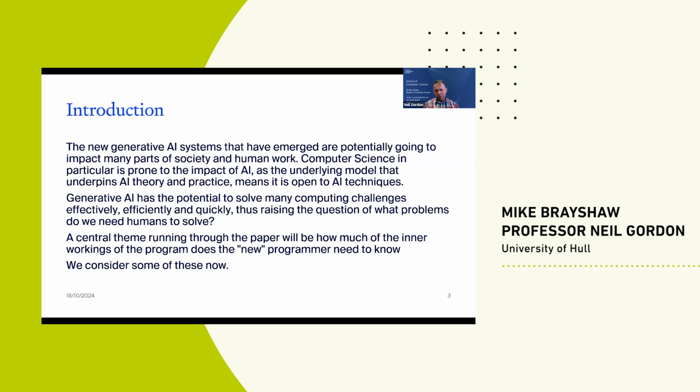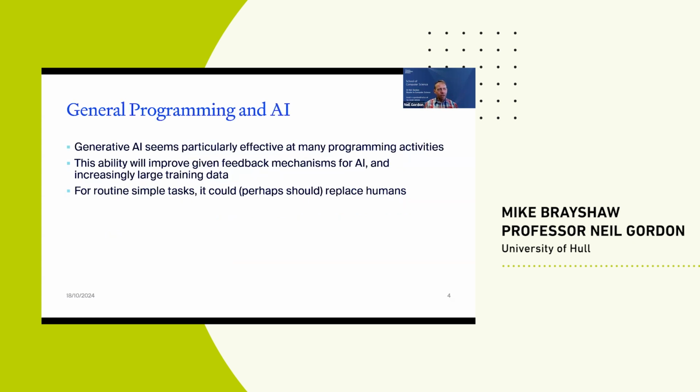So I'll go through some of these points now. These are discussion points, not definitive answers, just some of our experiences here at Hull. We're using some systems, we've experienced the challenges we're creating. So in terms of general programming AI, I'd say generative AI seems particularly effective at many programming activities.